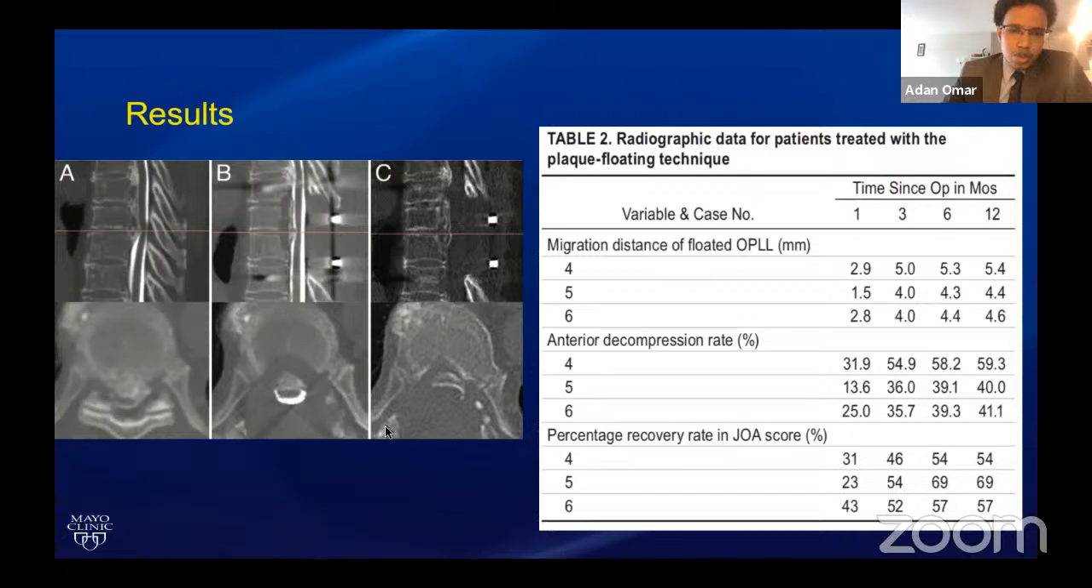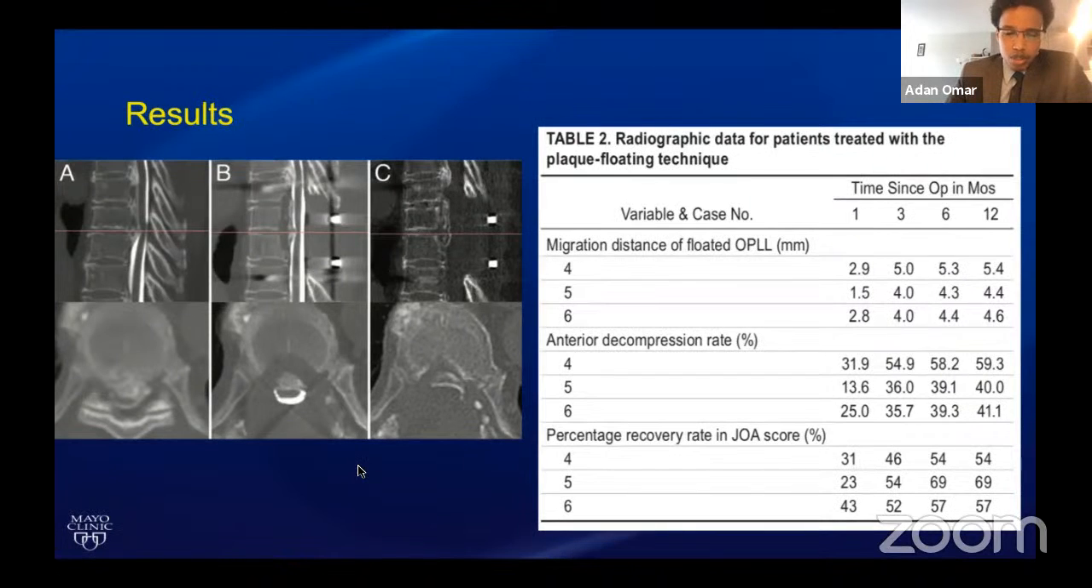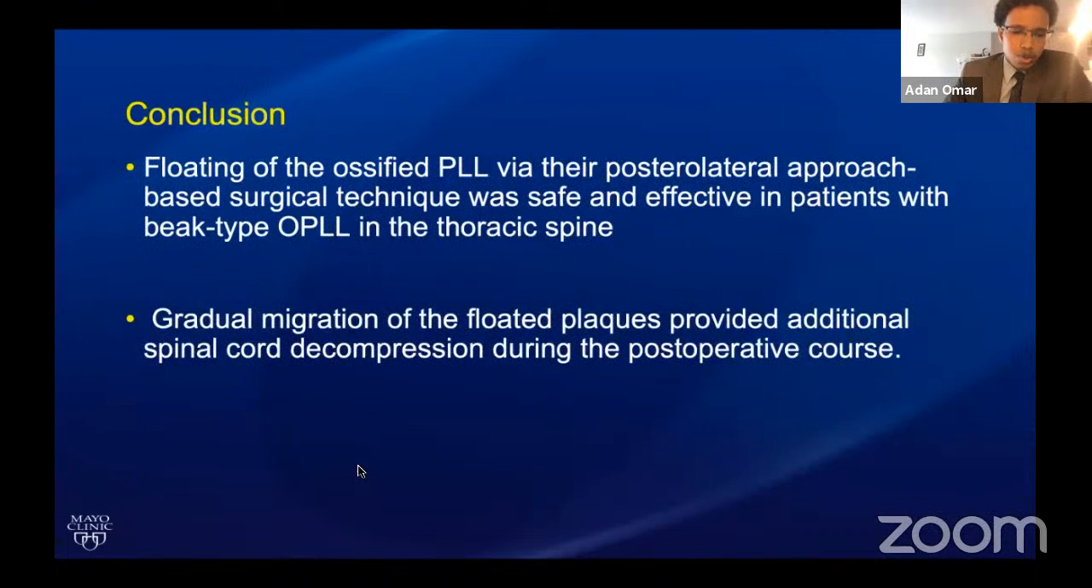So this was in the 6-month period. This was about a 3-month period. And over time, the plaque would gently migrate ventrally, increasing the anterior decompression rate. And after about 12 months or so, they reported that these would go ahead and fuse.